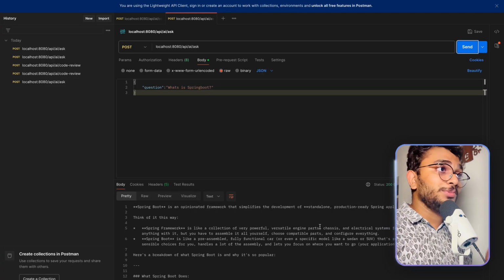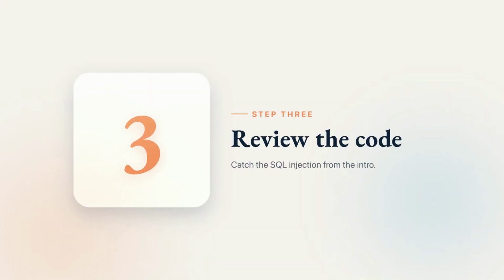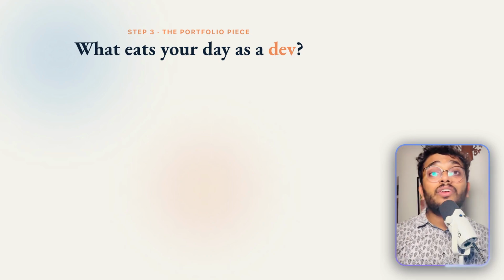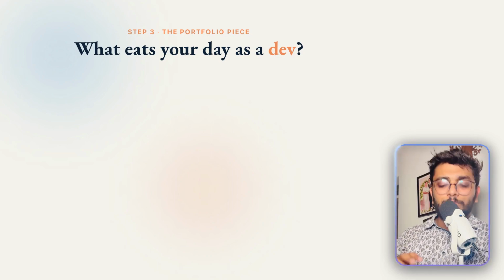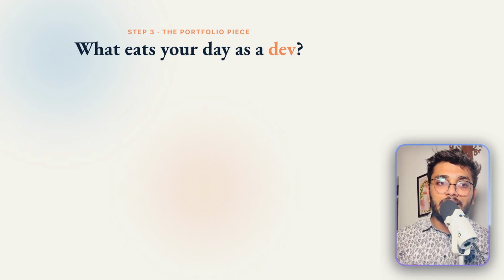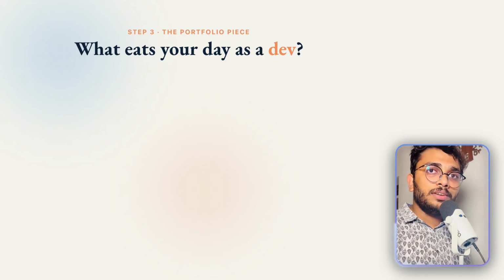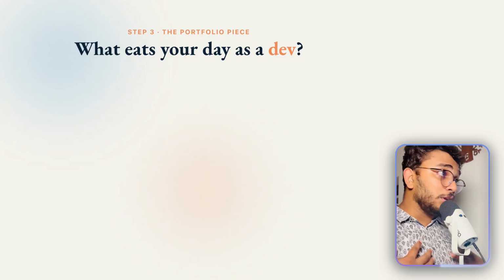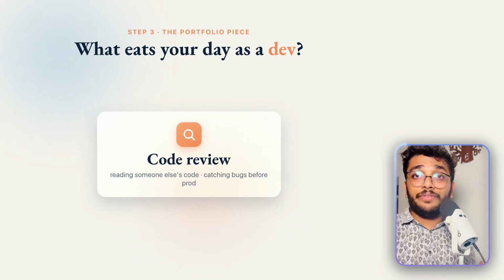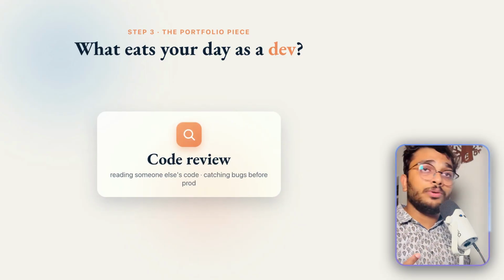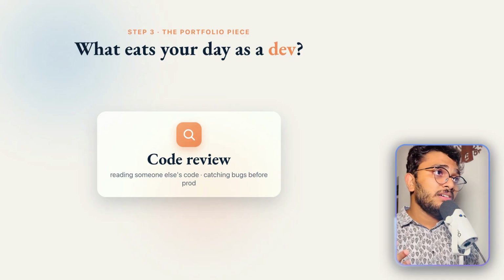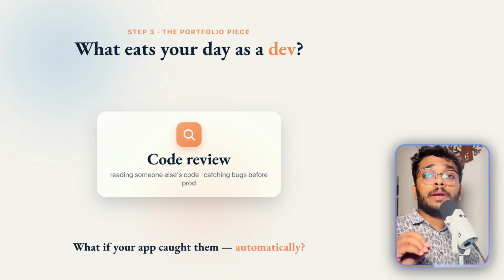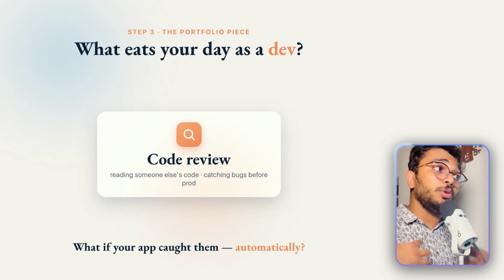That's step number 2 done. Now step number 3, this is the one that goes in your portfolio. Let me ask you a question: what is the most time consuming part as a Java developer in day to day? For me, and I could say for a lot of us, it's code review, reading through someone else's code, catching the bug before it reaches production, right? So what if our Spring Boot application could do that for us automatically?